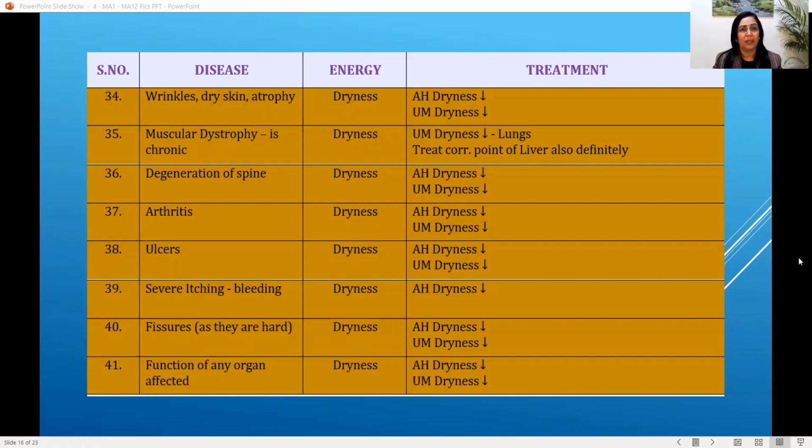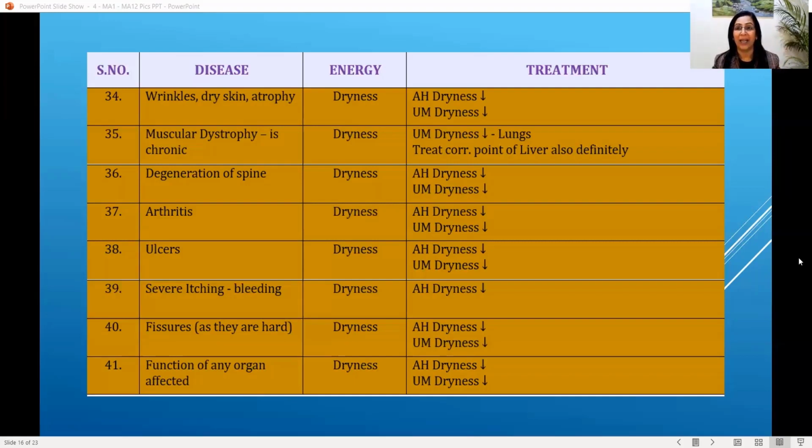Another case is muscular dystrophy. Muscular dystrophy is chronic because the muscles are degenerating and losing their strength. So this can be treated by sedating the dryness meridian, which is the lungs meridian. And definitely treat the corresponding point of the liver also in this case. This is just a tip I'm giving you. The reason will be explained later on.